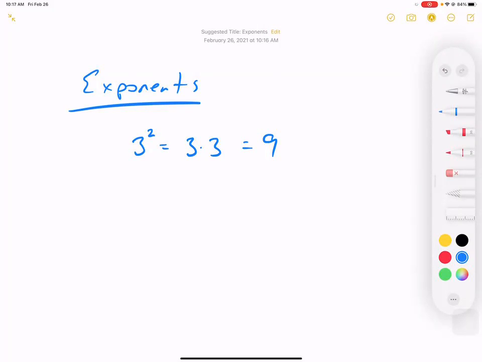If I say 3 cubed, this exponent says, hey, I'm going to multiply our base number 3 times 3 times 3. And that's going to be 27.